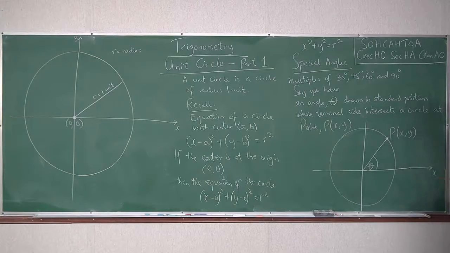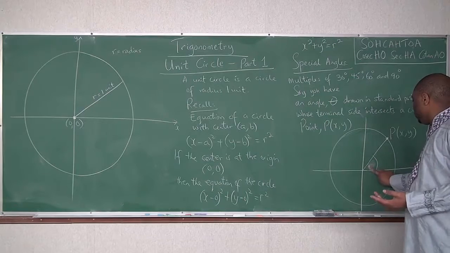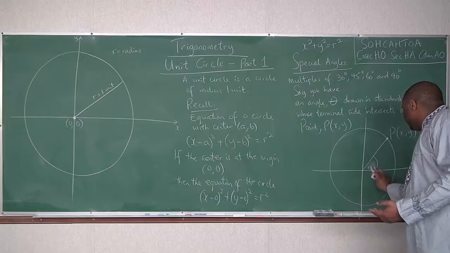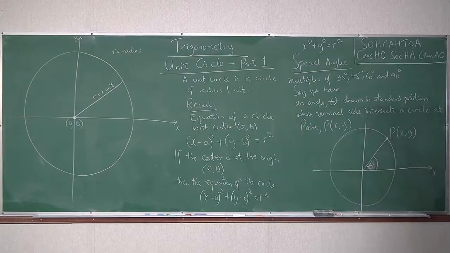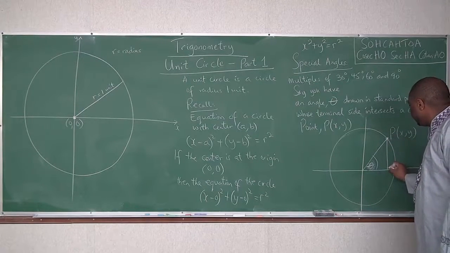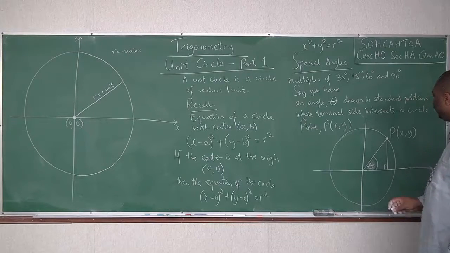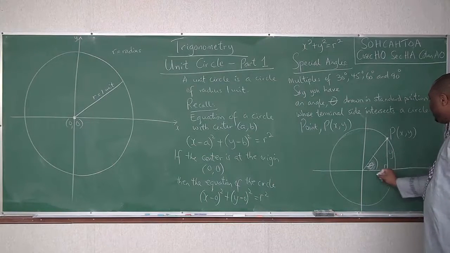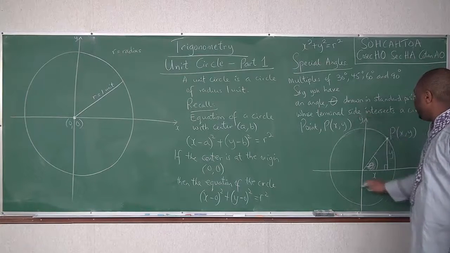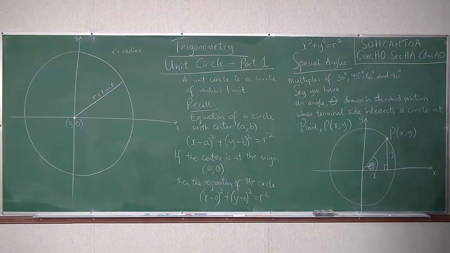These are the coordinates of the point P. So that tells you that the point P is on the circumference of the circle. Right? Now, let's make a triangle here. If we draw a right triangle here, this will be our y, which is the vertical, and this will be our x, the horizontal.